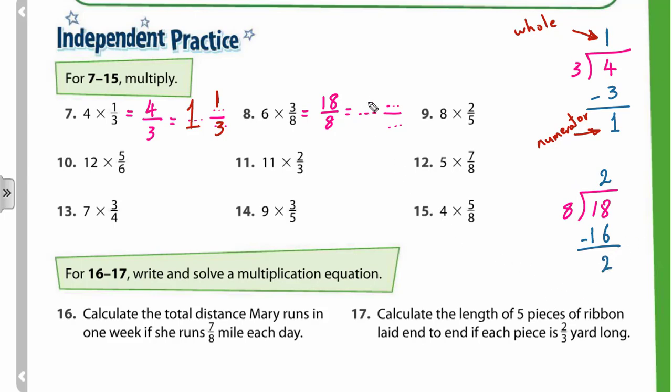Okay, so tell me what is the mixed number? 2 and 2 eighths. Okay. Thank you, my hero. Great work. Okay, again, my heroes, any problems? Okay, let's continue.